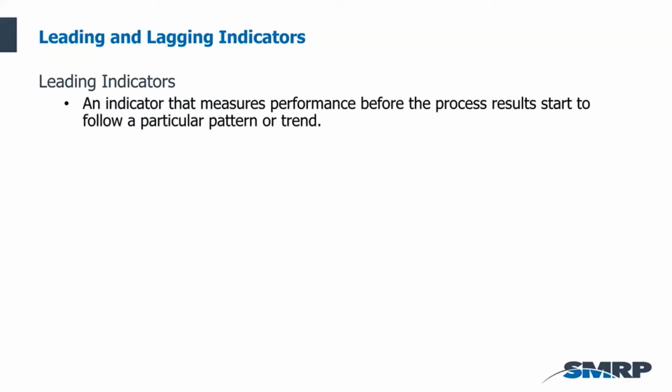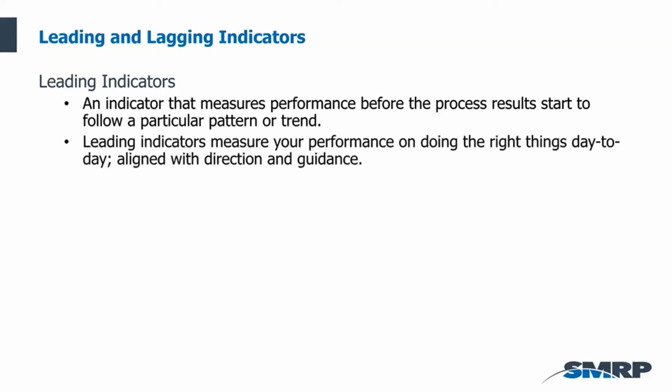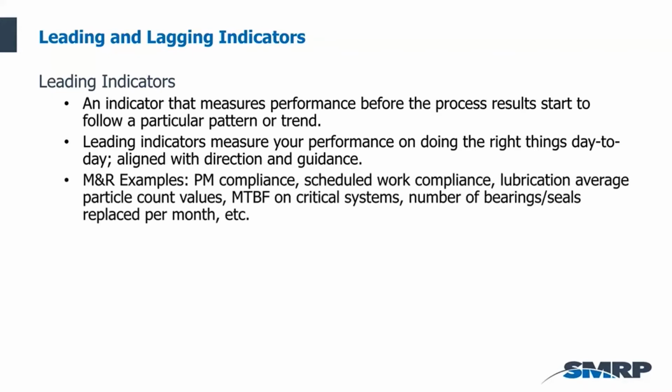We need to first talk about leading and lagging indicators. Leading indicators are an indicator that measures performance before the process results start to follow a particular pattern or trend. Leading indicators measure your performance on doing the right things day to day, and they should be aligned with the direction and guidance that are available.